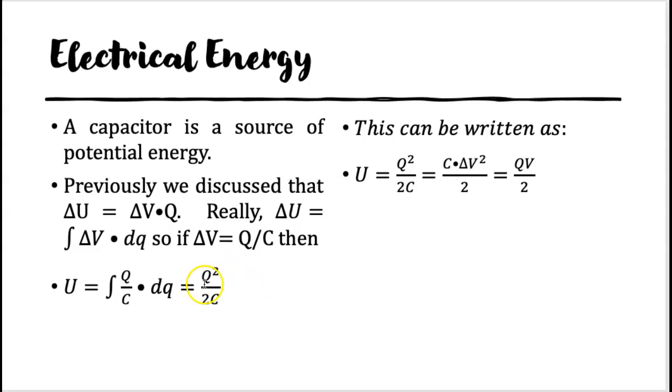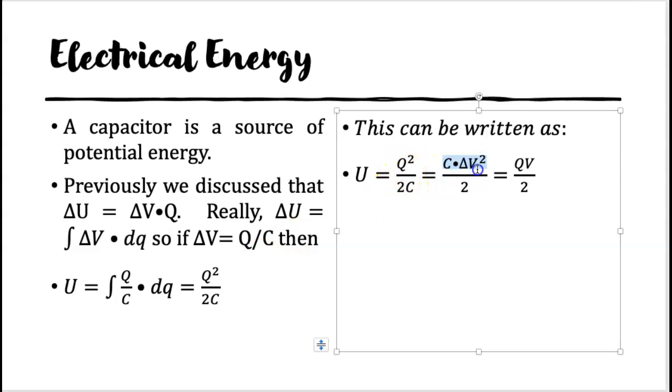So potential energy could be calculated that way. But if I rewrite this equation multiple ways and substitute in, I could have gotten it as C times delta V squared over 2, or Q times V over 2. So it's not just Q times V, it is an average, really, of Q times V. So that's where the half is coming into play.